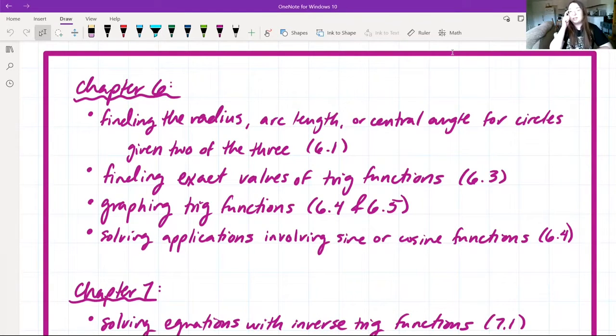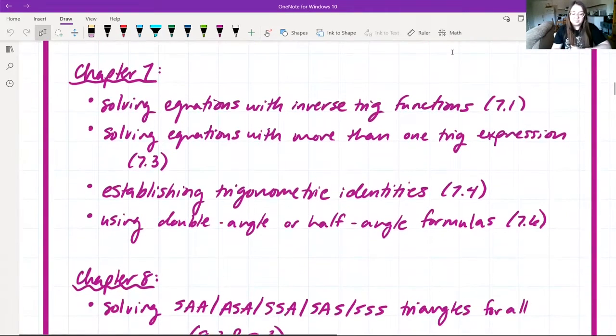For every important key point, the section is also labeled within the chapter that we're looking at. So we're looking at chapter 6, and all of these points have the corresponding section that they're found in. Sorry, I'm coughing a little.